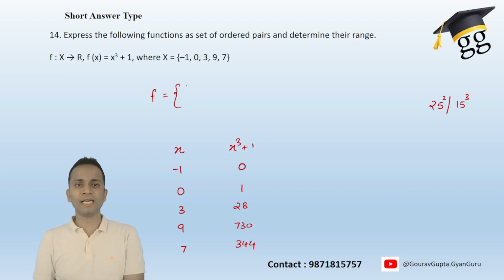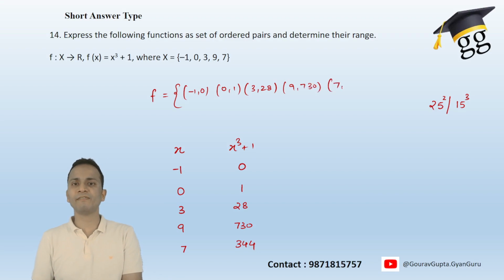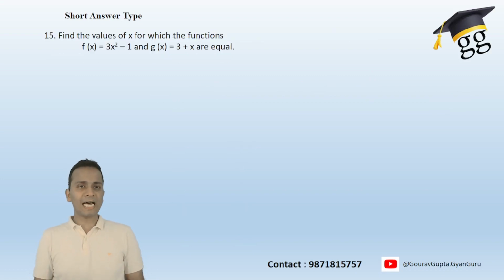Okay. Now writing them as ordered pairs: minus 1 comma 0, 0 comma 1, 3 comma 28, 9 comma 730, and 7 comma 344. And that's it. This is question number 14. The last from short answer type, question number 15. After that, in my next video, I will give you the solutions for long answer type questions. So let's finish it off.